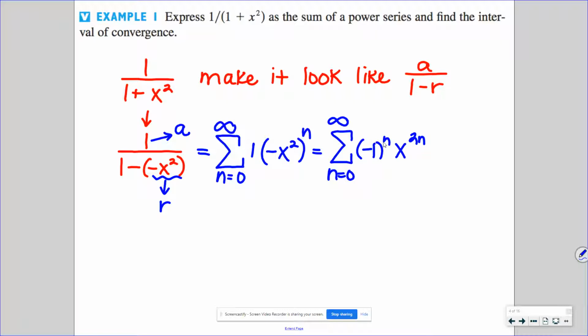So then it says find the interval of convergence. Okay, that shouldn't be too bad because that's what you did in section 8.5. So hopefully you remember that to find the interval of convergence, you're applying the ratio test. Okay, and you're using the series that you just created. So we're going to set this up.